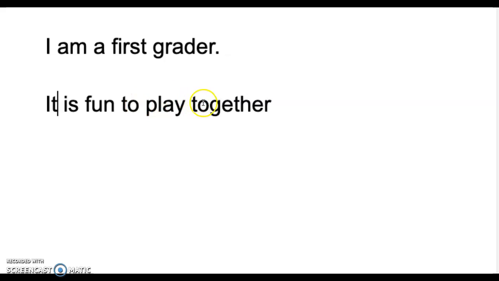I see finger space. Now listen to how I ended this sentence. It is fun to play together. Did I sound excited? No. Did I sound like I was asking a question? No. So it's just a statement, a period. Now if I had said it with excitement, it is fun to play together, I would have put an exclamation mark.